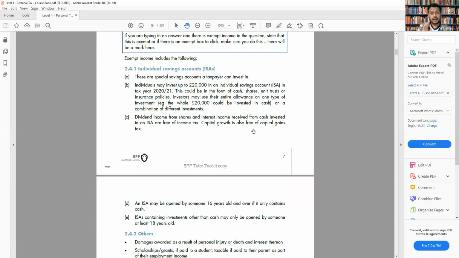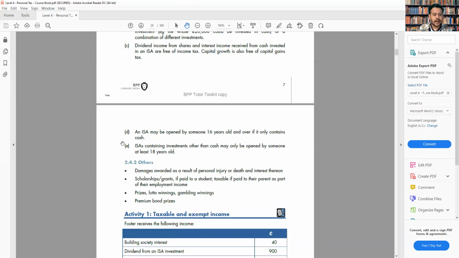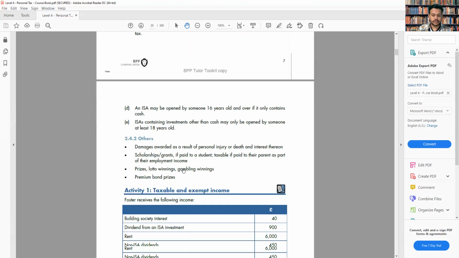So we need to remember every single line from here, because every single line we're reading is a rule. An ISA may be opened by someone 16 years old or over. So to open an ISA account, an individual savings account, the person needs to be at least 16 years old. An ISA containing investments other than cash may only be opened by someone at least 18 years old. So if someone wants an investment ISA, that person has to be 18 years old.